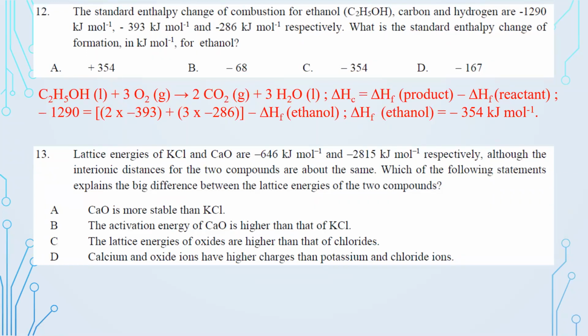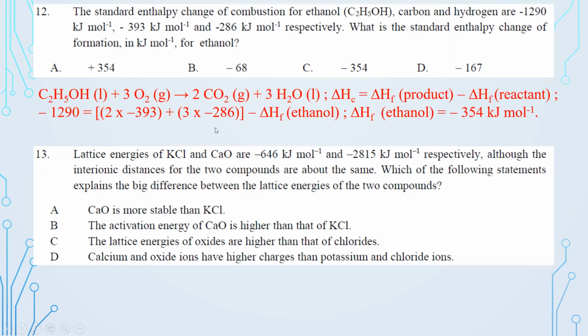Okay. So negative 1290 equals 2 times negative 393 plus 3 times negative 286 minus enthalpy change of formation for ethanol. So at the end of the day, the enthalpy change of formation of ethanol in here is negative 354. Okay.